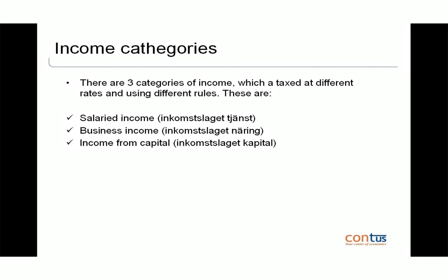If we look at different income categories, that's the way the law is constructed. The law is constructed showing three different categories of income, which have slightly, well, sometimes much different rules of calculation, and apparently different rates. So one is salaried income. A lot of things come into the salaried income.